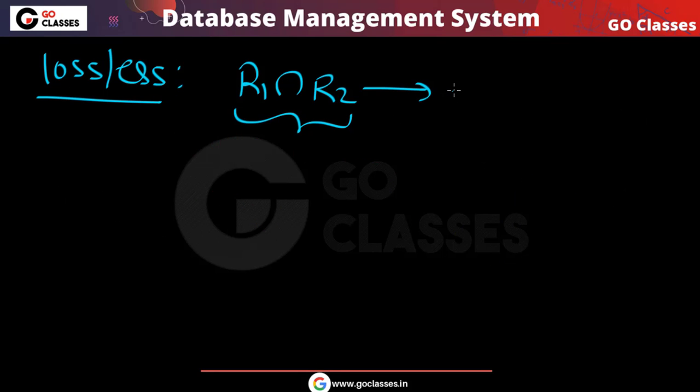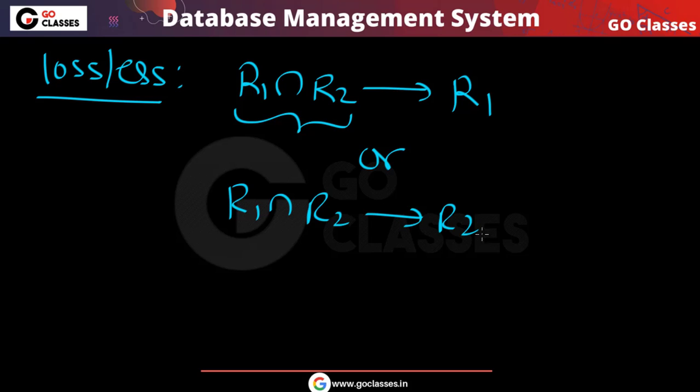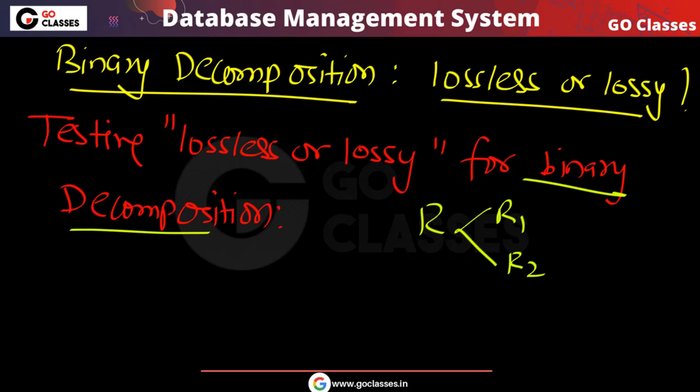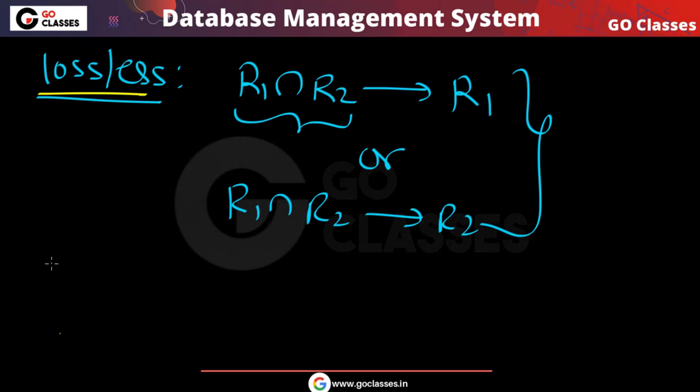So this must be a super key in either R1 or in R2. Okay, so basically this binary decomposition is lossless if the common part R1 intersection R2 is a super key in either R1 or in R2. In this situation, we will say that this binary decomposition is lossless. Okay, and you can notice the similar condition.